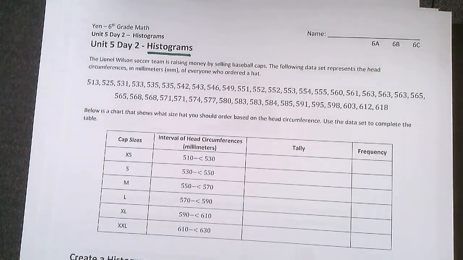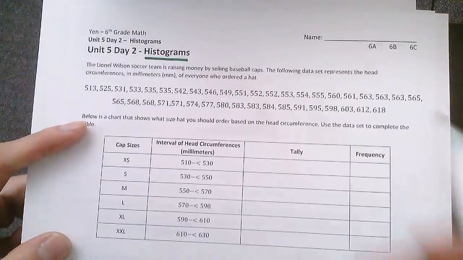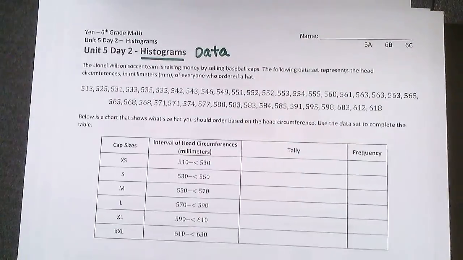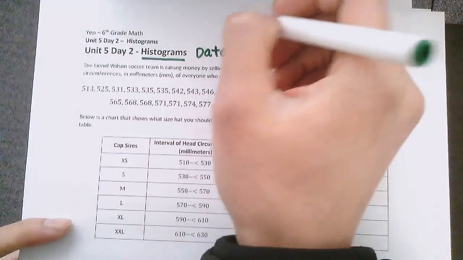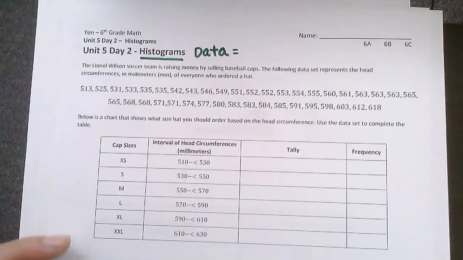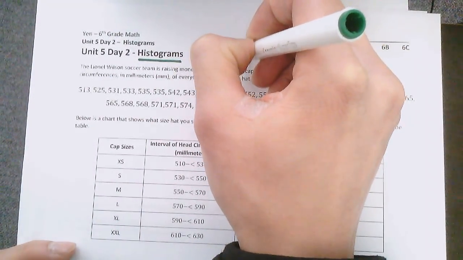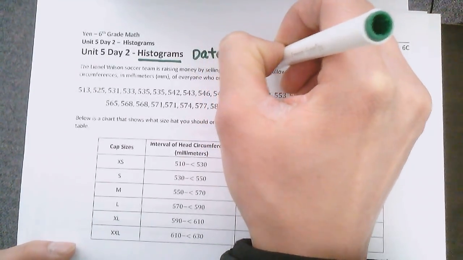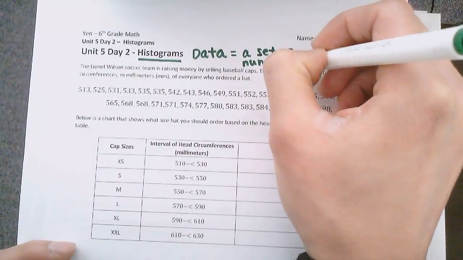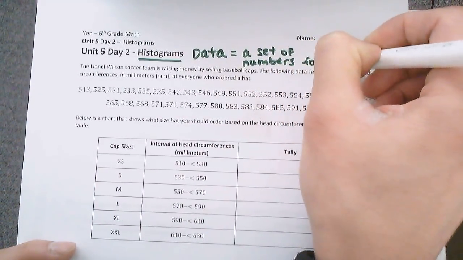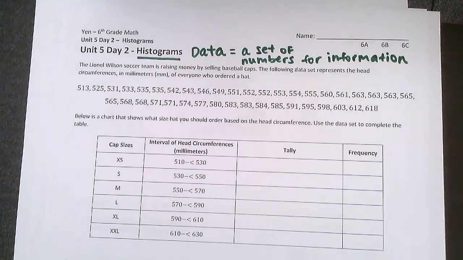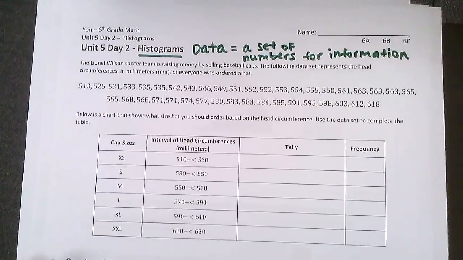For most of this unit, we're going to be working with different types of data representations. So at the top of your paper, I want you to write the word data, D-A-T-A, data. And what data means is it is a set of numbers for information. A set of numbers that you use for information.